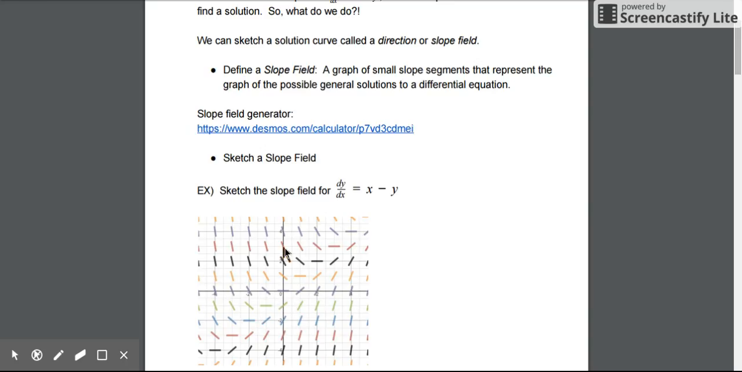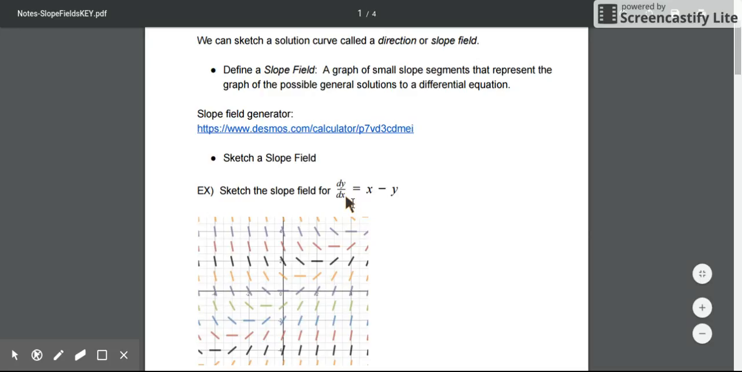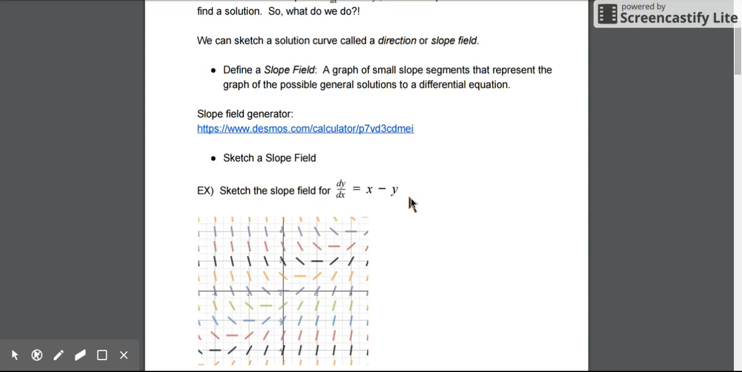But the more that you produce these slopes at each point, the better idea you have of the behavior of the graph that is the solution to the differential equation. So if you solve a differential equation, you get that antiderivative function, and this is essentially the slopes of that antiderivative function. But remember, when you solve a differential equation, you get a general solution, and those general solutions are representing all of the possible solutions to that differential equation.